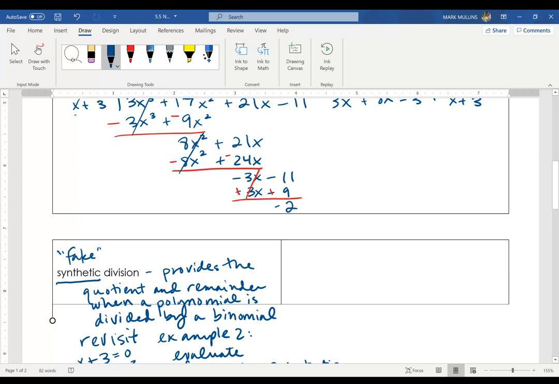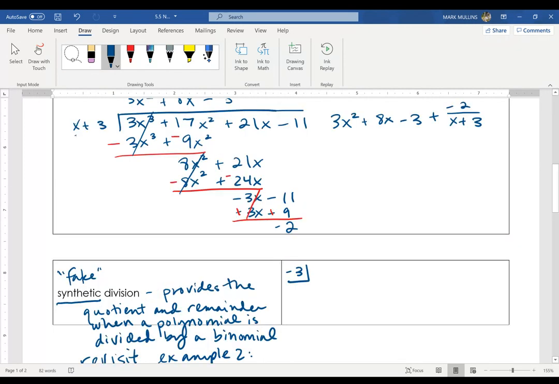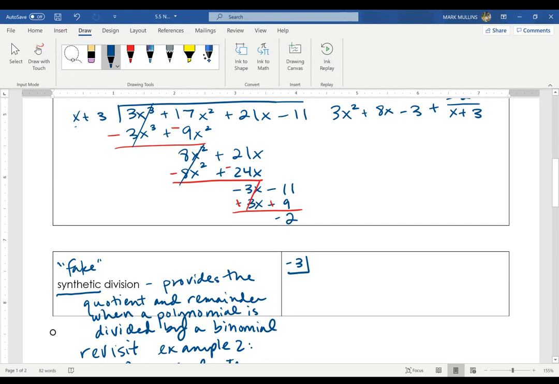So what I do is I'm going to use negative 3, and I'm going to put this little box around it. And there's different ways of showing the work for this. Different textbooks show different methods. I could not even tell you which textbook method I'm using at this point. Then I write down my coefficients, 3, 17, 21, and 11, and I write them down in order.